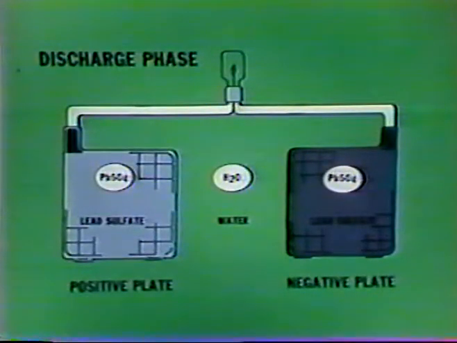When the active elements of both plates become lead sulfate and the electrolyte is diluted, there is no more chemical energy to change to electrical energy. To charge a battery, a source of direct current is attached to the battery with the positive terminal to the positive plate and the negative terminal to the negative plate.